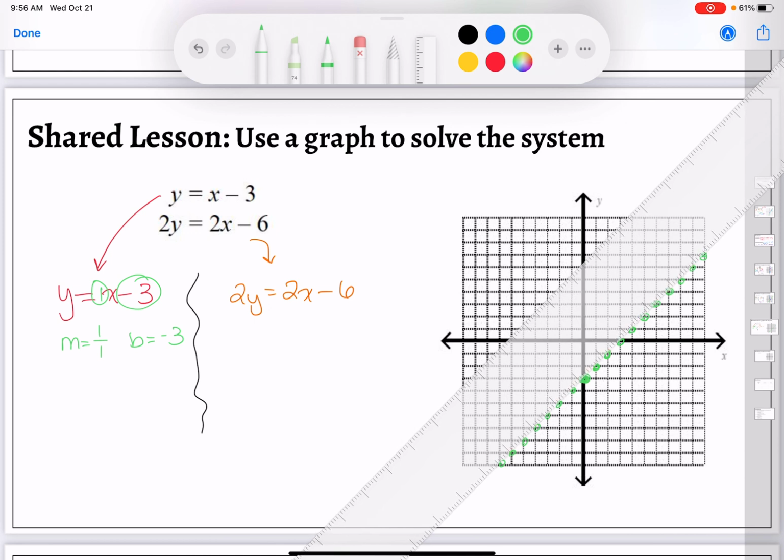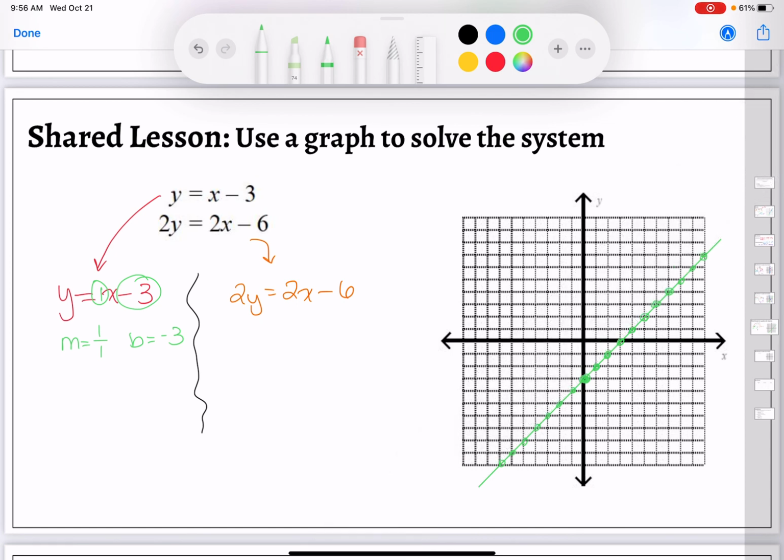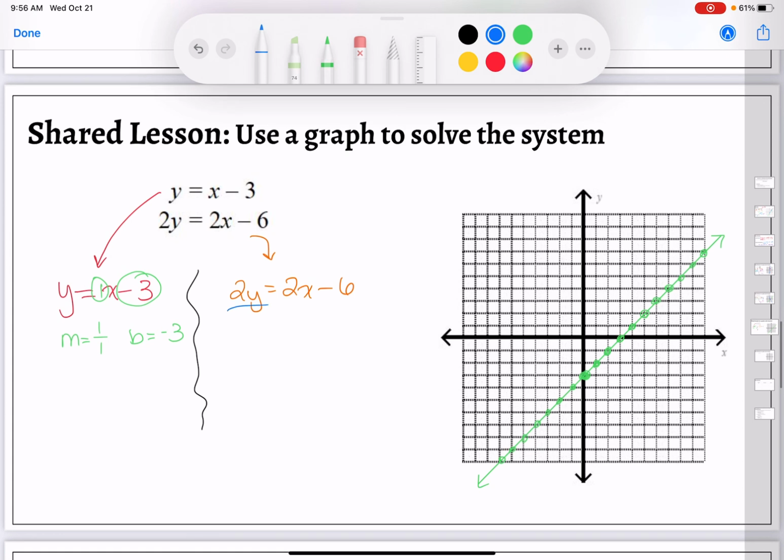And then draw that nice straight line. Okay, got that one. All right, now my second one, I need to do a little work. In order to get y by itself, I have to divide every single term by 2. So I get y equals, let's see, 2 divided by 2 gives me 1.